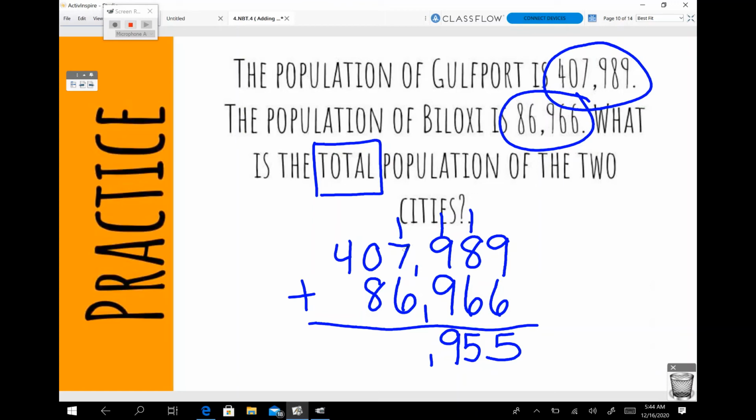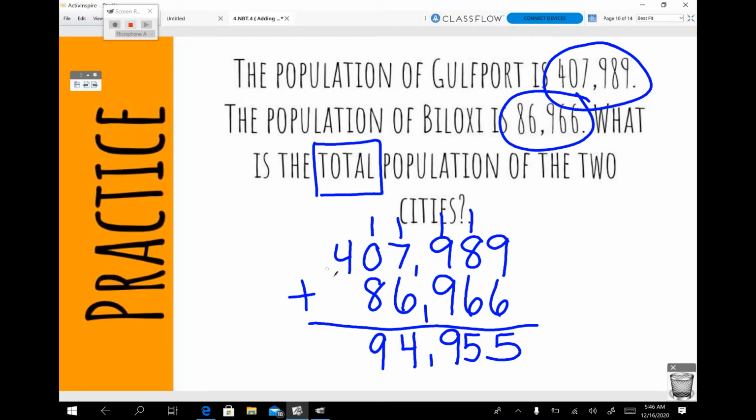I have 7 plus 6, which is 13, plus 1, 14. Same thing again. Put our 4, carry our 1. Okay, moving to the 10,000s place. I have 80,000, and then don't forget we carried our 1. So 8 plus 1 gives me 9.